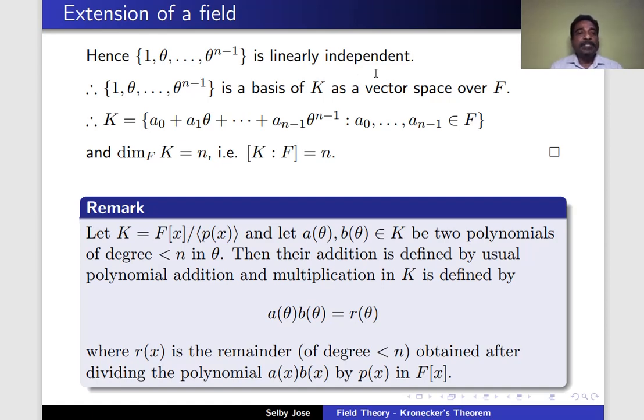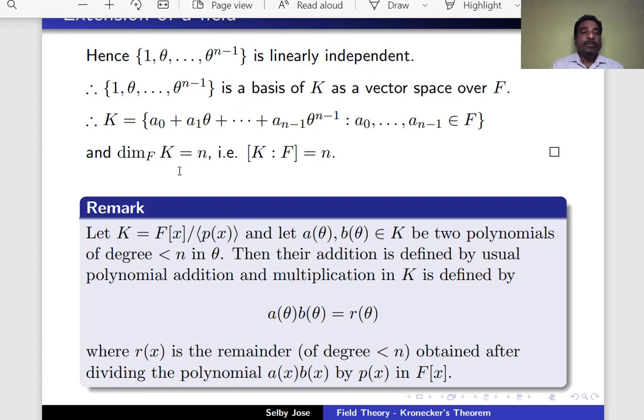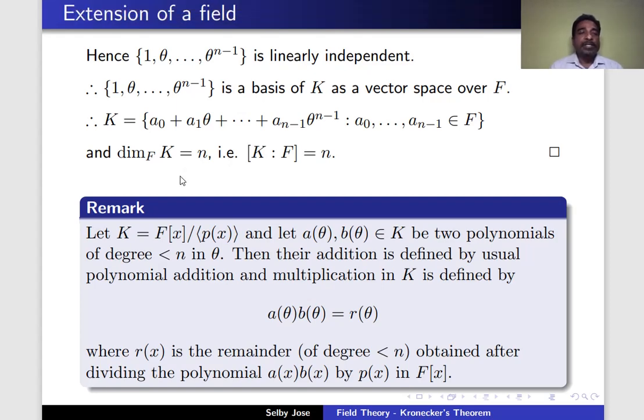Therefore, because 1, θ, ..., θ^(n-1) generates K and is linearly independent, it forms a basis of K as a vector space over F. Therefore we can write any element of K as a linear combination of 1, θ, ..., θ^(n-1). That means K is equal to the set of all a0 + a1θ + and so on + a_(n-1)θ^(n-1), where the a_i belong to F. So because the basis contains n elements, the dimension of K as a vector space over F is equal to n. That means the degree of the extension K over F is equal to n.